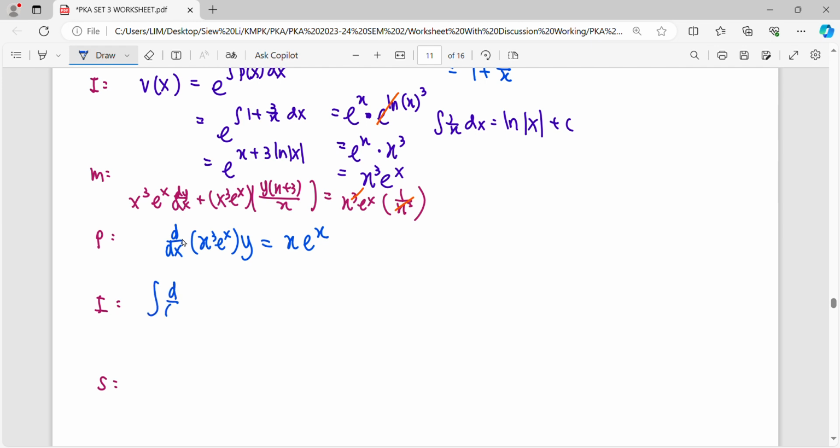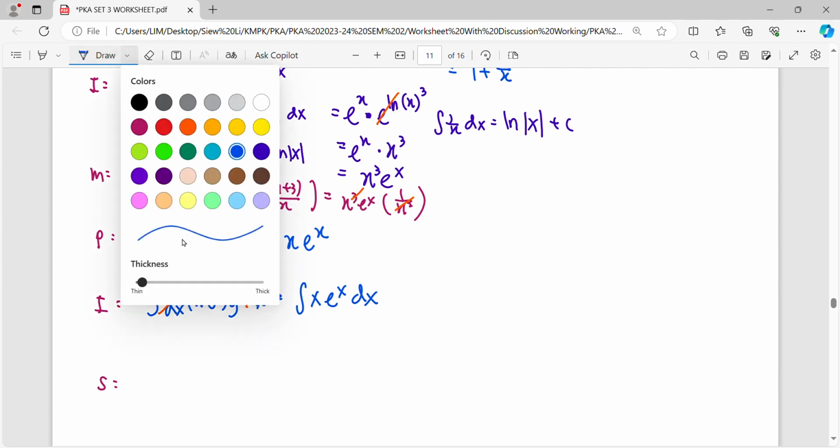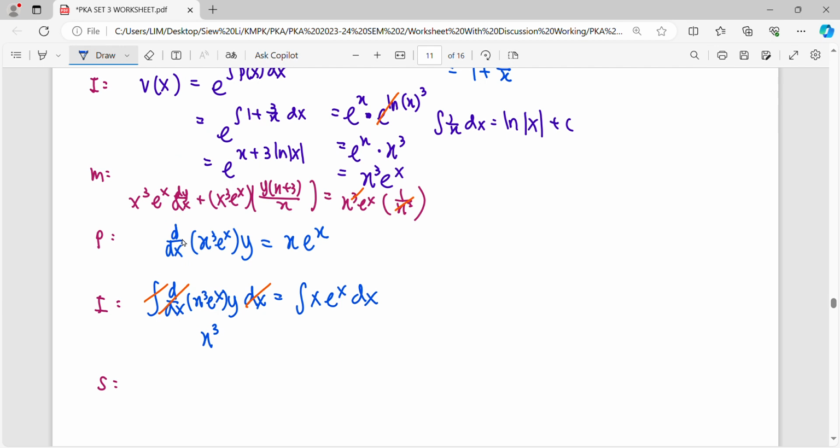So differentiate this thing, and you integrate back. Your differentiation and integration reverse the process and cancel each other. So you simplify your left-hand side to be x cubed e^x times y only. Now we focus on the right-hand side. You need to simplify this integration. Integrate x e^x.